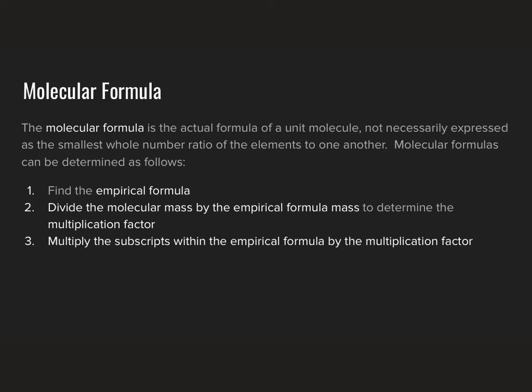So whereas the empirical formula is the smallest whole number ratio of the elements to one another within the compound, the molecular formula is the more familiar thing we see, which is the actual formula of a unit molecule of a particular species, not necessarily expressed as the smallest whole number ratio of the different elements to one another. For example, a familiar molecule which is present in photochemical smog is the species NO2, which is nitrogen dioxide.